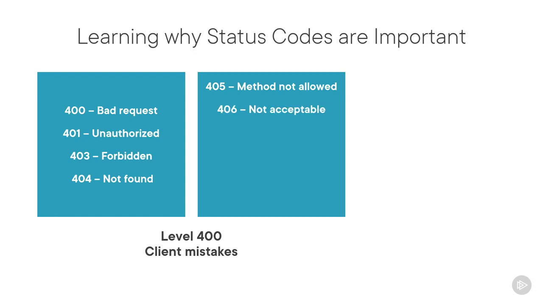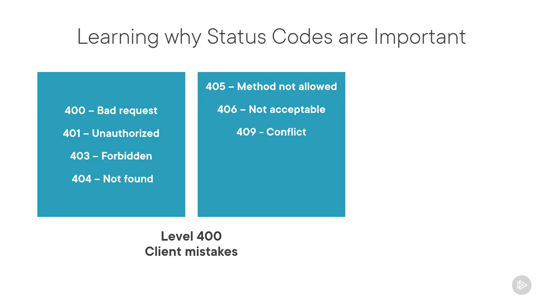Then there's 406 not acceptable. Now we're diving into representation media types. This means that the consumer of the API requested a representation format that is not supported by the API, and the API doesn't supply a default representation. For example, a consumer might request the application XML media type, while the API only supports application JSON and does not provide that as default representation.